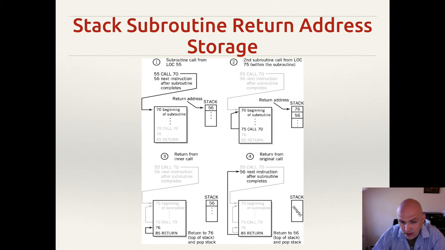We call a return. We pop the 76 off the stack. We put it into our program counter. We finish out this program. And then we come back to pop out the 56. We go to the 56 and we return back out to the original function, which is now being shown up here, and then we can complete and head on down the path, right? So that's the basic idea here.